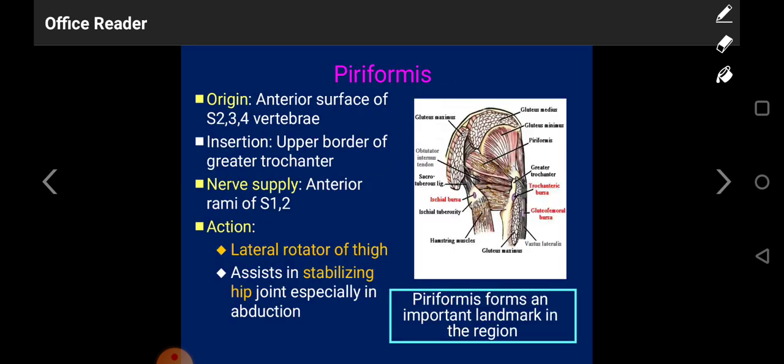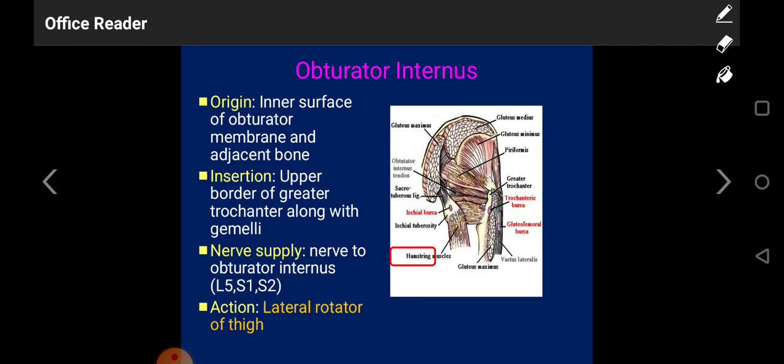Now the piriformis. It arises from the anterior surface of the S2, S3, S4 vertebrae, that is from the sacrum, and is inserted on the upper border of the greater trochanter, that is the tip of the greater trochanter. It is supplied by the anterior rami of S1, S2. Action is lateral rotator of the thigh, and it assists in stabilizing the hip joint, especially in abduction.